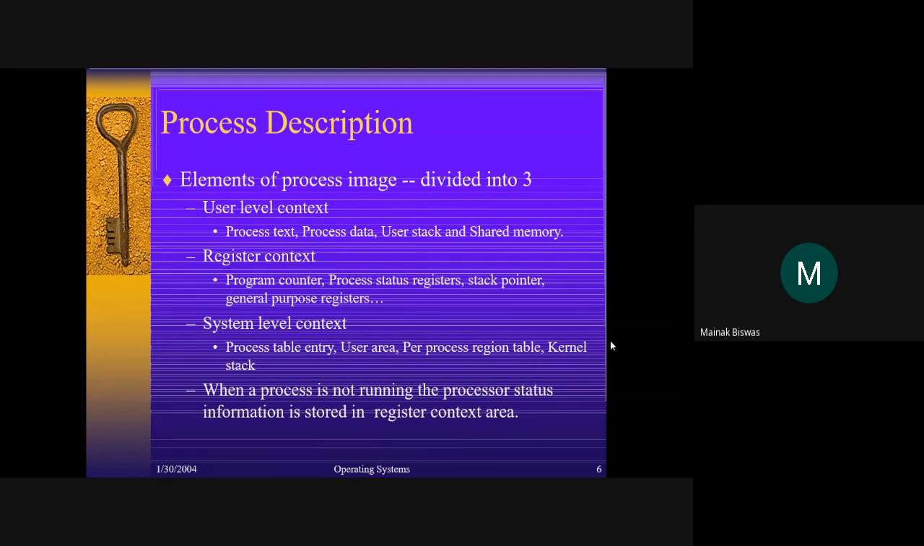So when a process is not running, the processor status information is stored in the register context area. ঠিক আছে? When the process is basically out of the processor, if it is preempted and if it is in the ready memory, the information that is stored is in the register context area.